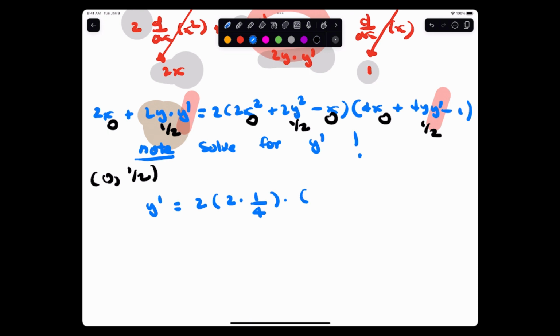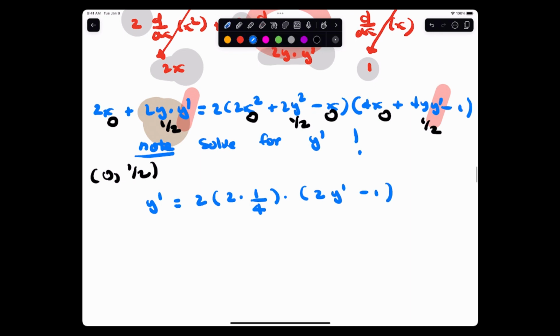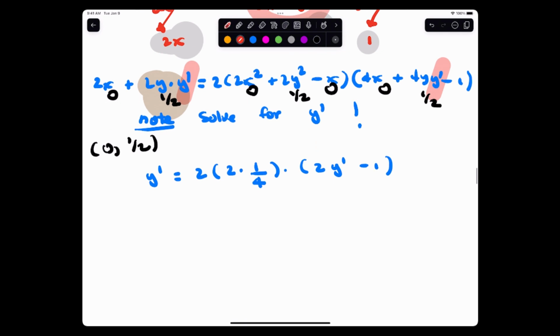Parentheses. 4 times 1/2. Isn't that 2 y prime, I think? Oh, I forgot the 1. Okay. Double check. Now, this portion is going to be what here? 1. Is that true? So I get y prime is going to be now 2y prime minus 1. So double check to see if my arithmetic's okay, because sometimes talking and writing is not as easy as you guys think it is.